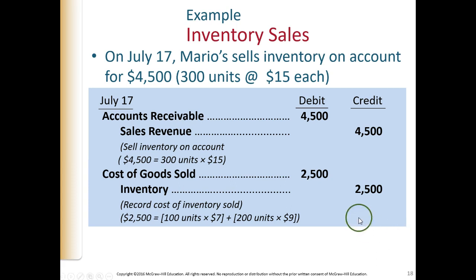Now you can see that we debit cost of goods sold $2,500 and we credit ending inventory, inventory $2,500. Where we get this number is, remember, first in, first out, we assume we sold the 100 out of beginning inventory first at $7, and then 200 from the first purchase that cost $9. You add all this up and it's $2,500. So these units that cost us $2,500, we are selling them for $4,500.